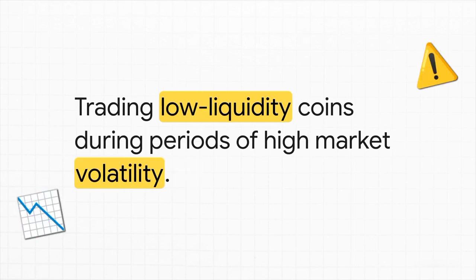And mistake number 2 is just as dangerous, trading low liquidity coins during periods of high market volatility. When the overall market starts swinging wildly, panic naturally sets in. But if you try to panic sell a low liquidity asset during a sudden price swing, you're only going to amplify your own losses. The sheer lack of buyers forces the price down further and further, just trying to find anyone willing to take the other side of your trade.